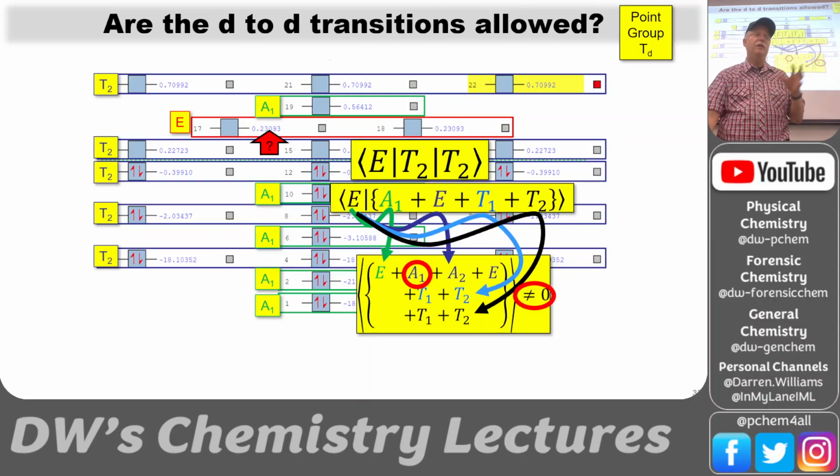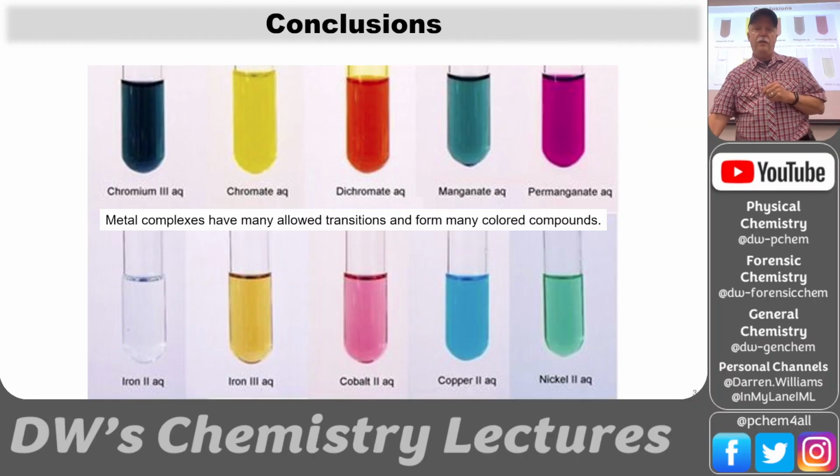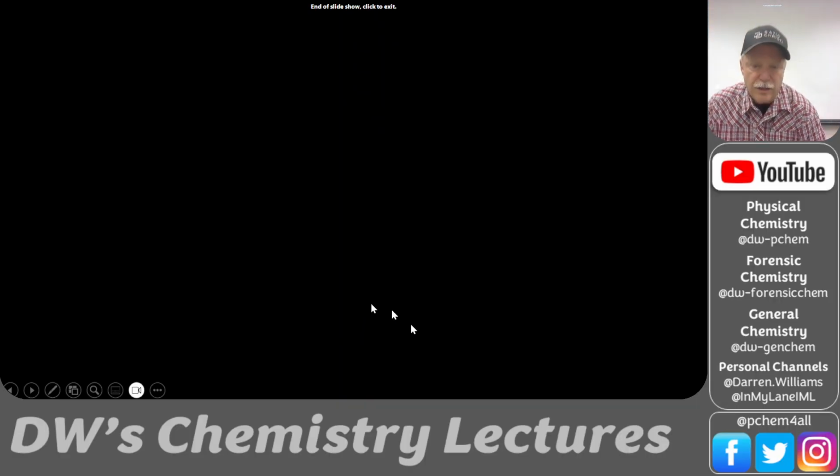And it's because we don't have that g-u symmetry that really helps. And this is also a conclusion that these metal complexes should be highly colored because we have allowed transitions and the HOMO-LUMO gaps are in the visible region. And so we see all kinds of beautiful colors. Okay, so let's go on to the next set of notes, which is, I think, more interesting.